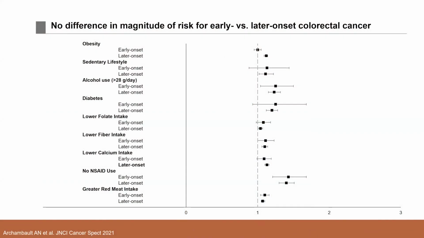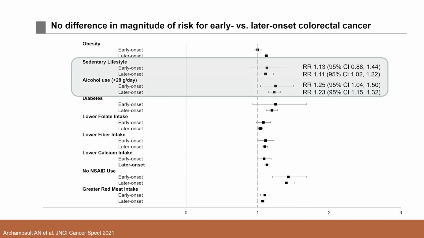I also want to call your attention to the fact that in studies comparing early and later onset colorectal cancer, there is generally no difference in the magnitude of risk associated with these factors by age. So I've included another forest plot here that illustrates risk ratios for the usual suspects in relation to early and later onset colorectal cancer. Again, for many of these usual suspects, the risk ratios are nearly identical.